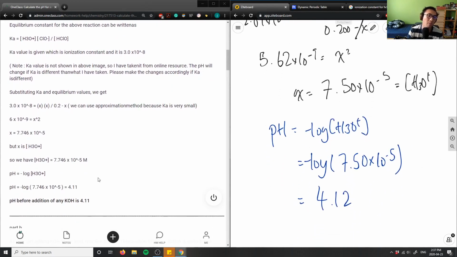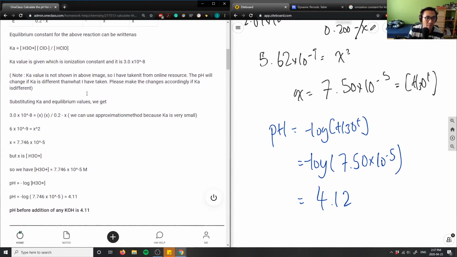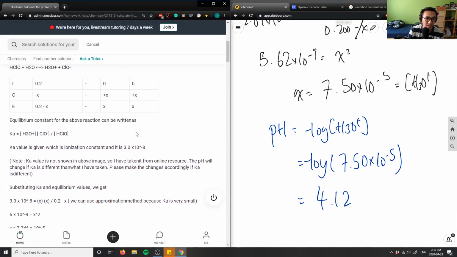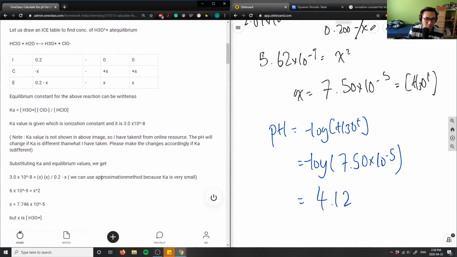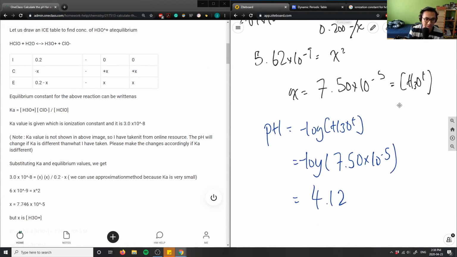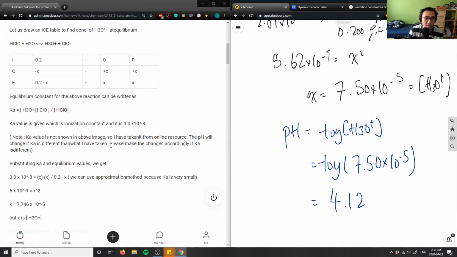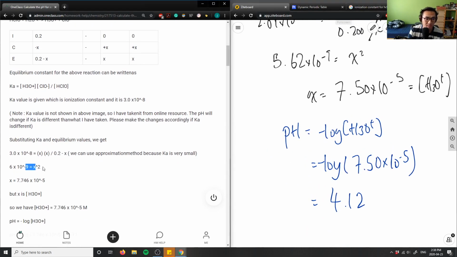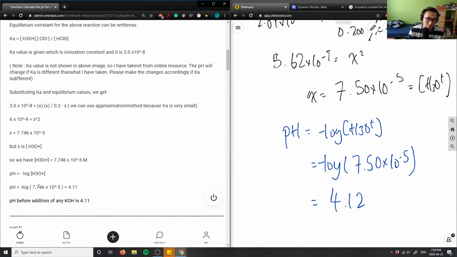I have 4.12. This is 4.11. This here is basically the same thing. So this is exactly correct. They have the ice table here, x, and you have x squared. They use the approximation method because K is very small. I use the exact same thing when I cross out this minus x here. I'm square rooting both sides for basically 5.6 times 10 to the power of negative 9, which gives 7.746. 7.50 is probably the same thing here, and then I use the negative log of the concentration of hydronium ions to figure out the pH, which is 4.12.